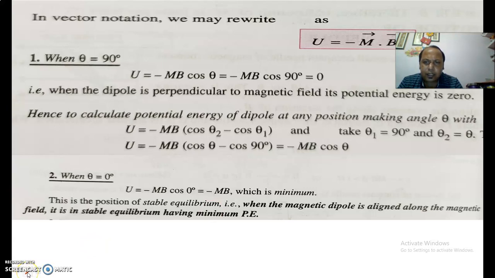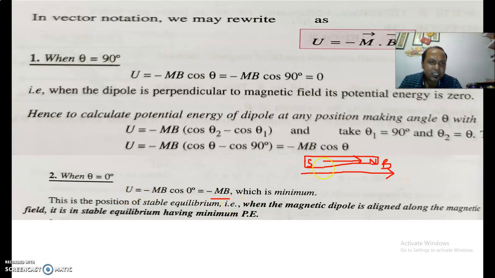If the value of theta is 0 degree, it means that the direction in which suppose the magnetic field is acting, and we have a dipole which is in the direction of the magnetic field. Its dipole moment is in the direction of the magnetic field. This is south and this one is north. So the dipole moment is also in the same direction. If m and B are in the same direction, the angle between them is 0 degree. Cos 0 is 1, so we have minus mB, which is the minimum value of the potential energy.